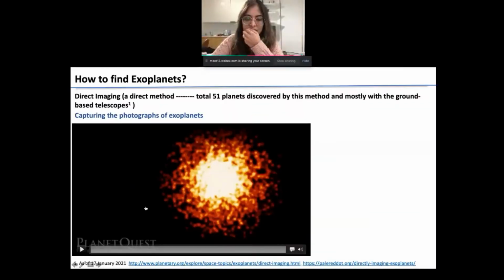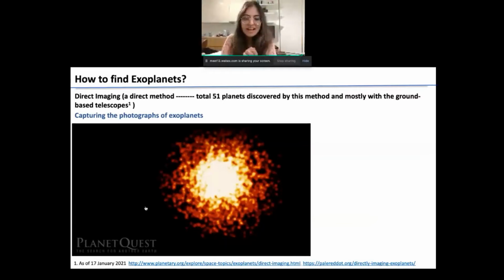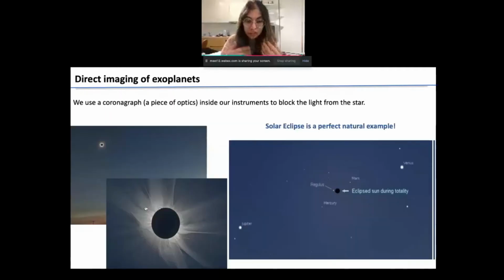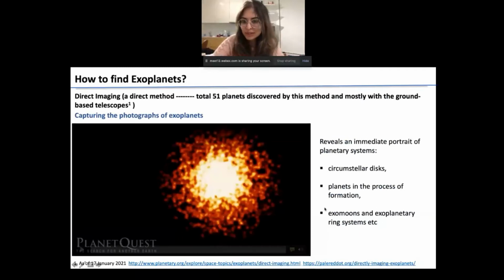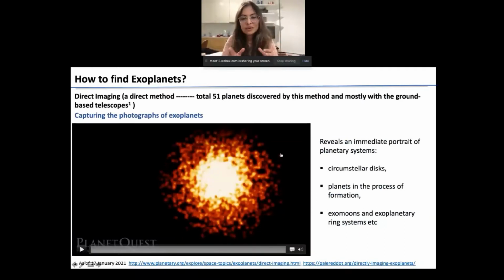So there you go. Direct imaging. It's very challenging to directly image an exoplanet, and we have imaged only 51 of them out of 4,000. And I'm going to tell you why. But before I do that, I forgot to tell you this: all of these techniques kind of complement each other.